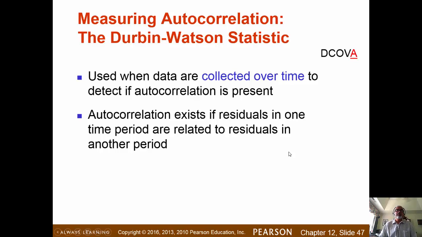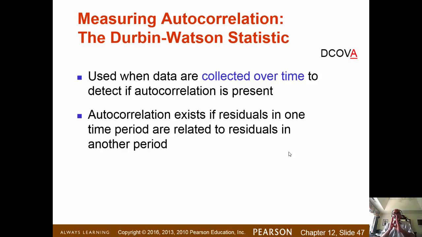So we're going to be using the Durbin-Watson statistic to test whether there is autocorrelation or not. Now, what is autocorrelation? Autocorrelation means correlation with itself. That is, are the residuals correlated with themselves? What does that mean? Well, are the residuals correlated with themselves over time?